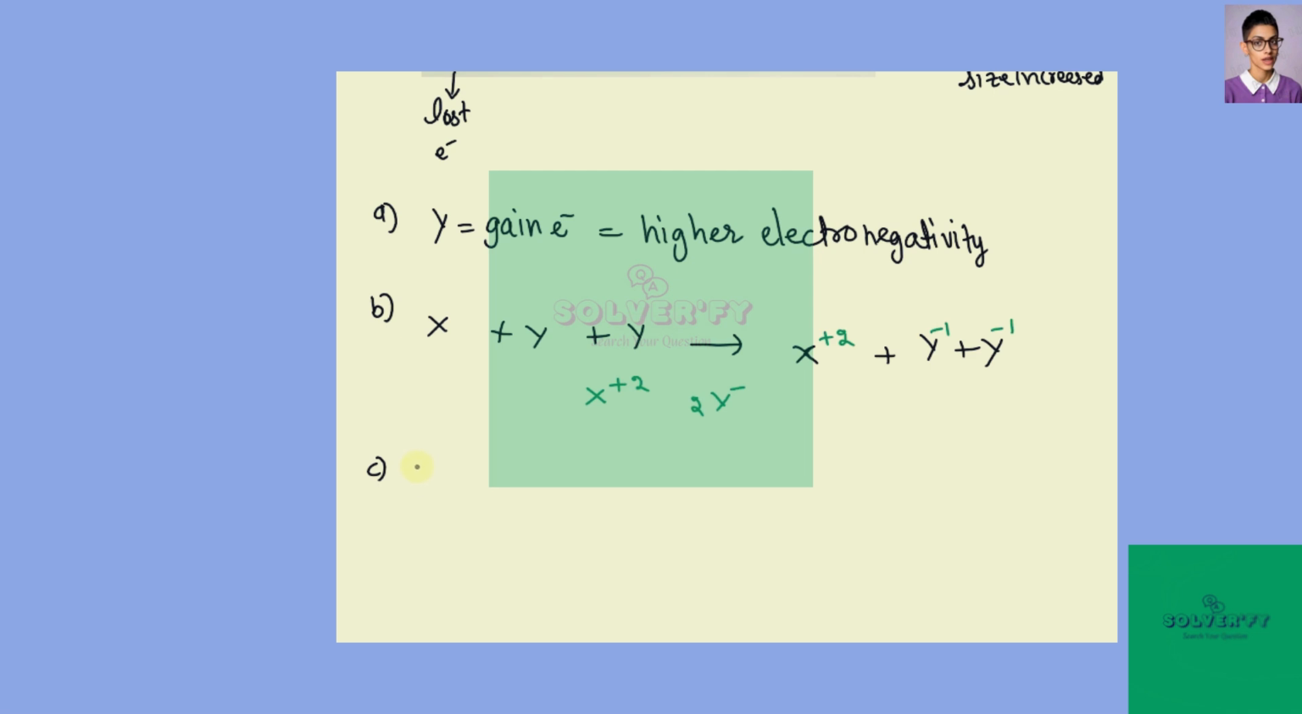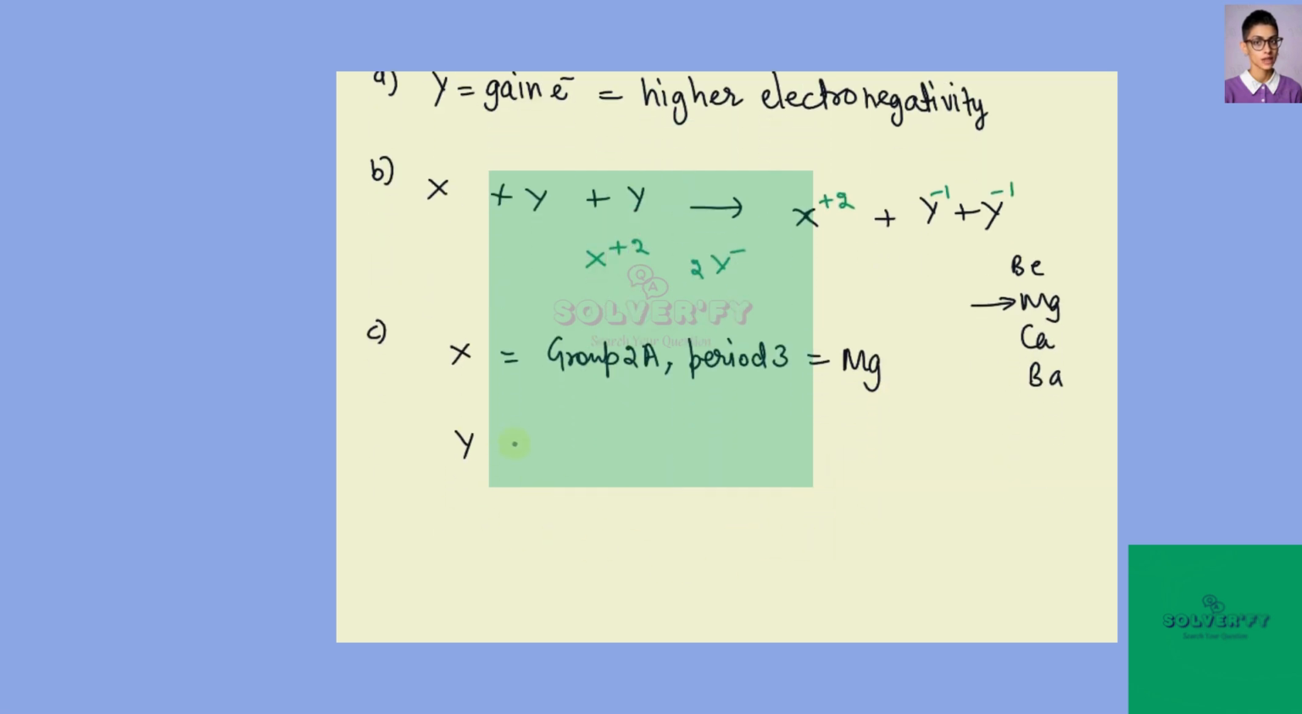In the third part of the question we have to write the electronic configurations of X and Y. Now we have been told X is an element of group 2A, that means the second group, and period 3. So if we look at the periodic table, the second group contains these metals: magnesium, calcium, barium. Now the third period metal is magnesium. So we can say X was magnesium metal.